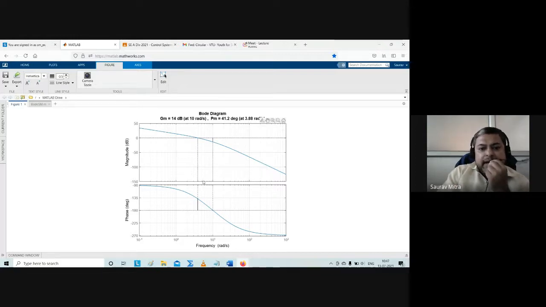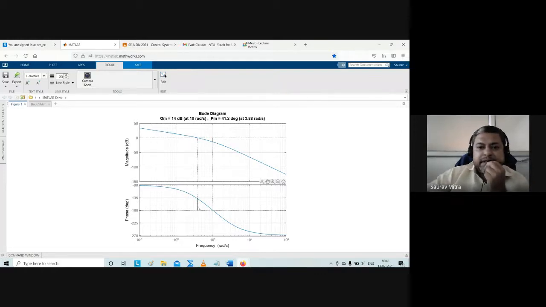Okay, and this is the phase. How much is this phase? So very easily you can say phase margin is 41.2. Phase margin is 41.2 means the phase at omega GC, that is 3.88 radian per second, is 41.2 degree above the minus 180 degree line. So this gray part, whatever is given, is actually called the phase margin.